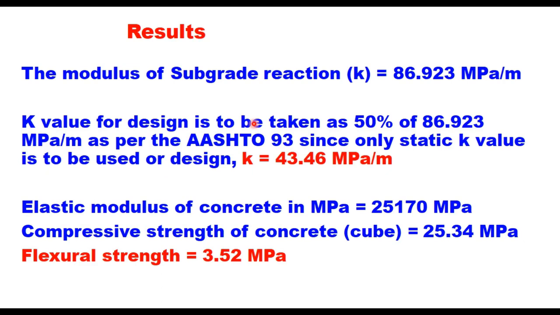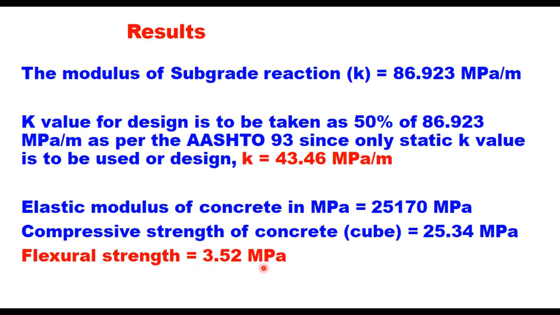So the results which you get from the Excel sheet are like this: modulus of reaction 86.923 MPa per meter, and we take 50% of this as a design value, that is 43.46. Elastic modulus of concrete, you get 25,170 MPa, and this gives you the cube strength of the concrete, that is fc 25.34. And if you use this equation, you get the flexural strength, that is 0.7 square root of this value, 3.52 MPa. So that is the modulus of rupture.